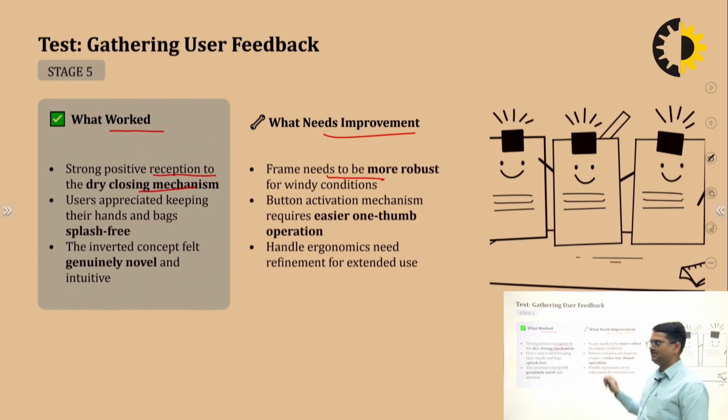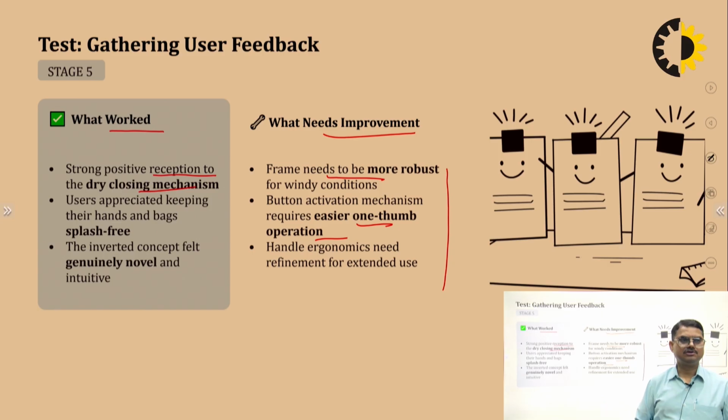Frame structure may not be so sturdy and it must be more robust. The button activation mechanism requires easier one thumb operation, and the handle ergonomics needs to be refined. These are all, I'm telling you, hypothetical test results. Our team never generated that kind of umbrella, but yes, to understand the implementation of design thinking while we are generating a new product, this was a simple case study.